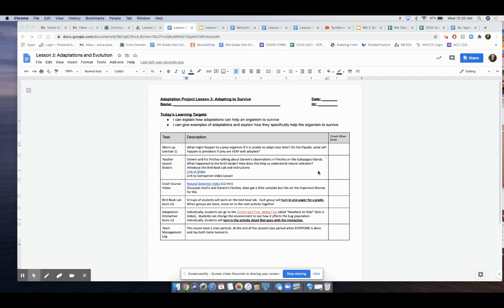Today's lesson is about adaptations that are designed to help an organism survive and how adaptations over time can actually cause natural selection and evolution to occur.